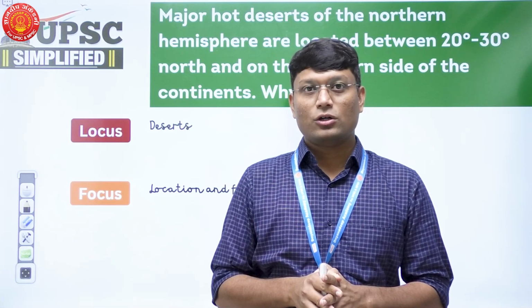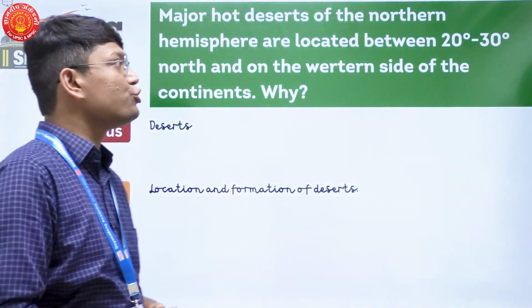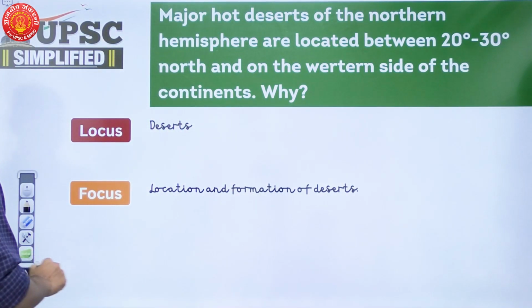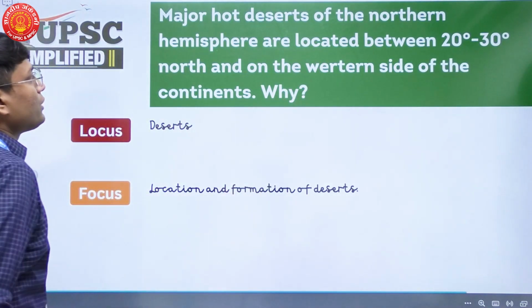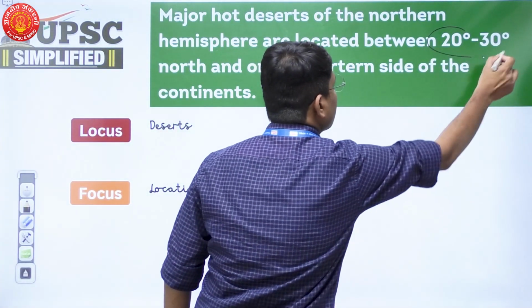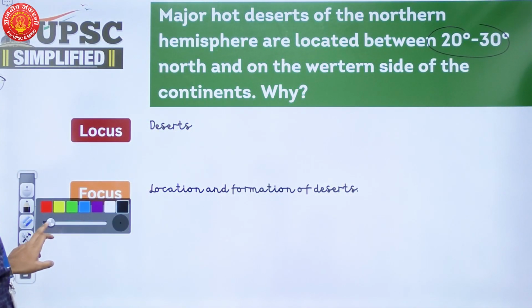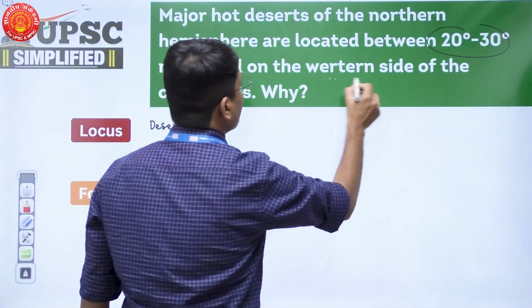In this session on UPSC Simplified, we are going to discuss yet another question from PYQs, that is on geography. Now the question reads, major hot deserts of the northern hemisphere are located between 20 degree to 30 degree north and on the western side of the continents.